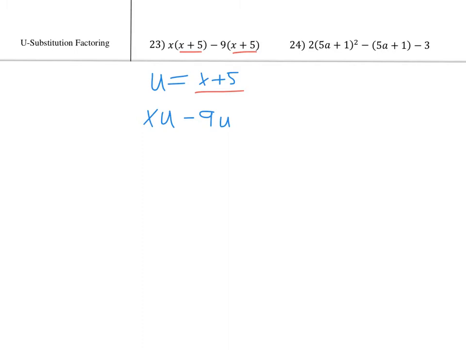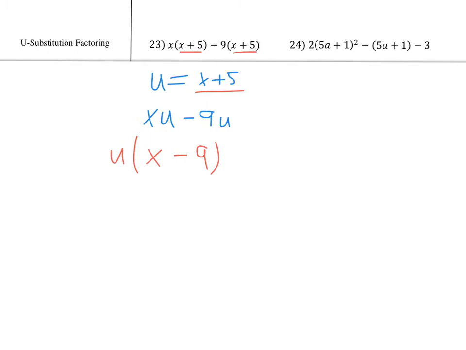Now, next thing we're going to do is we're going to factor with the u's. And so you got to use all your same factoring techniques. And so the first thing you should always check is GCF. And in this case, we do have a GCF. You can see that both of these terms have a u. And so we can do one of my favorite techniques here, which is GCFU. We can take a u out front, and if we take a u out front, it becomes x minus 9.